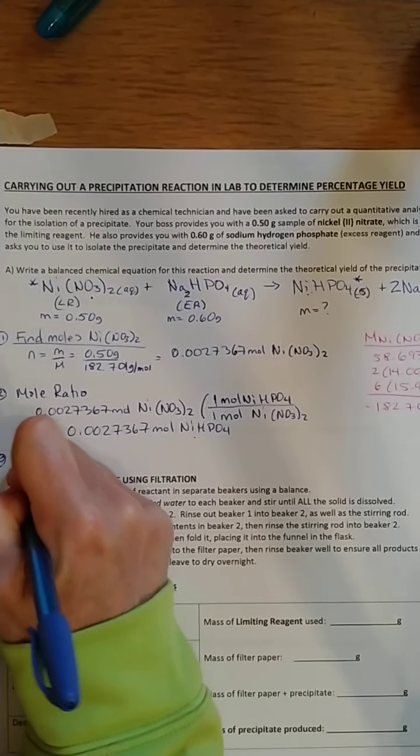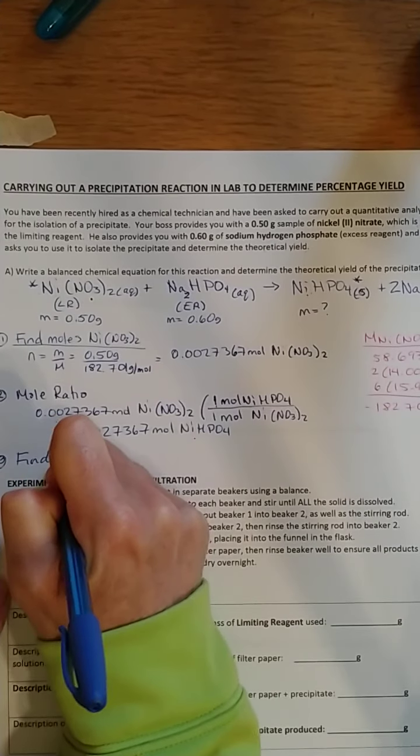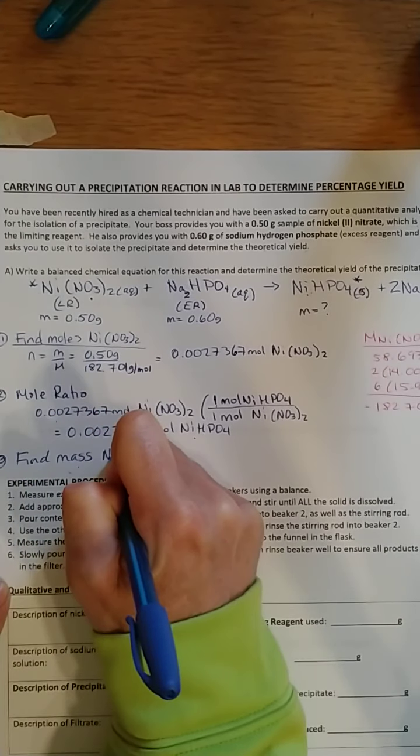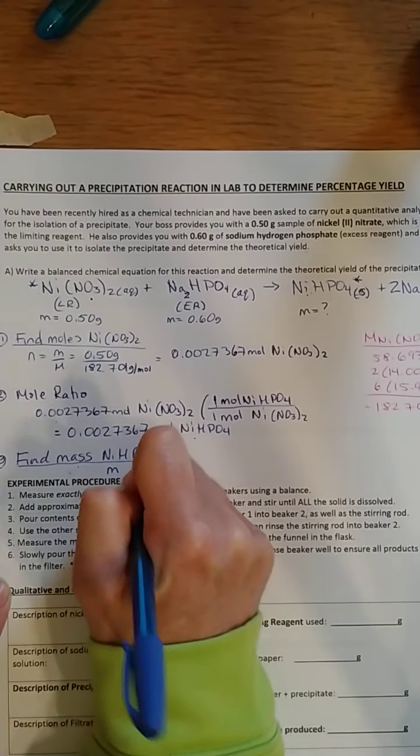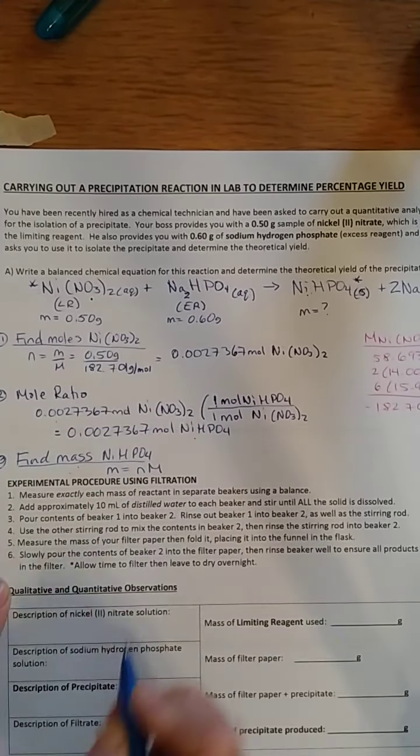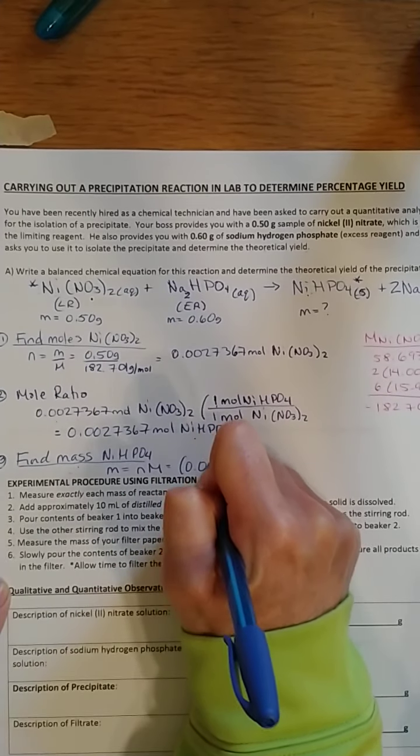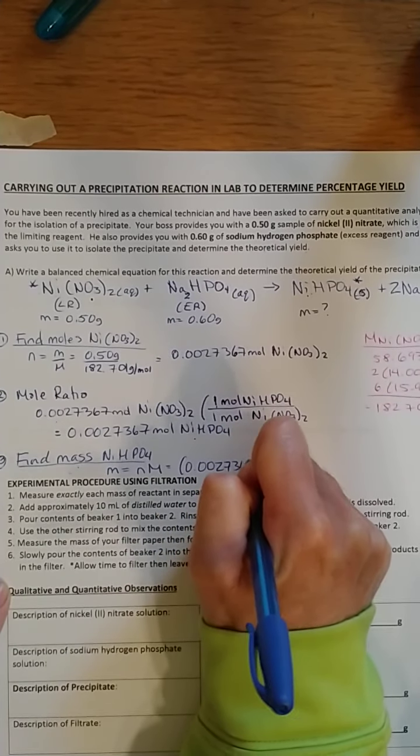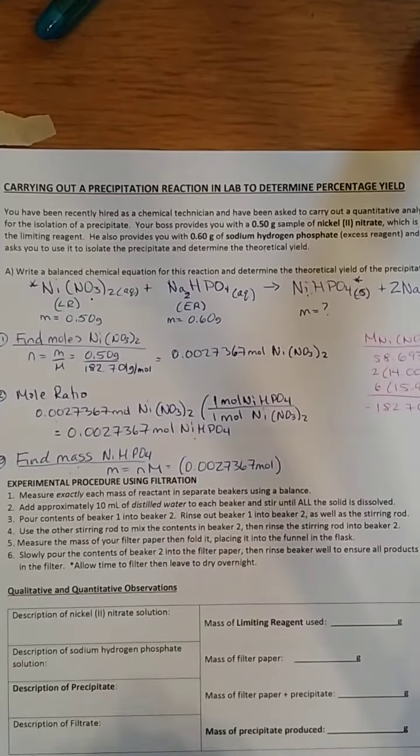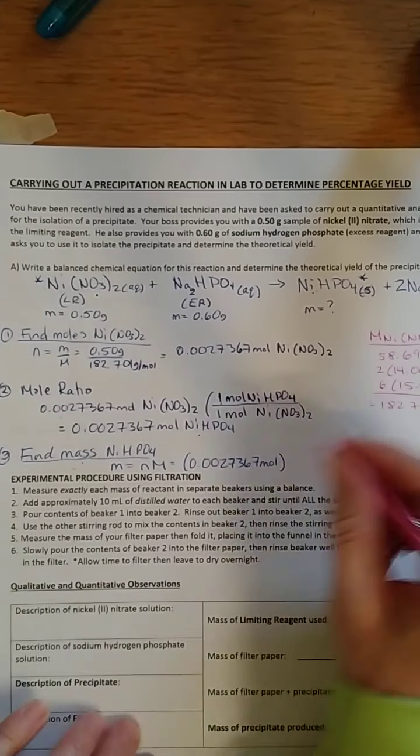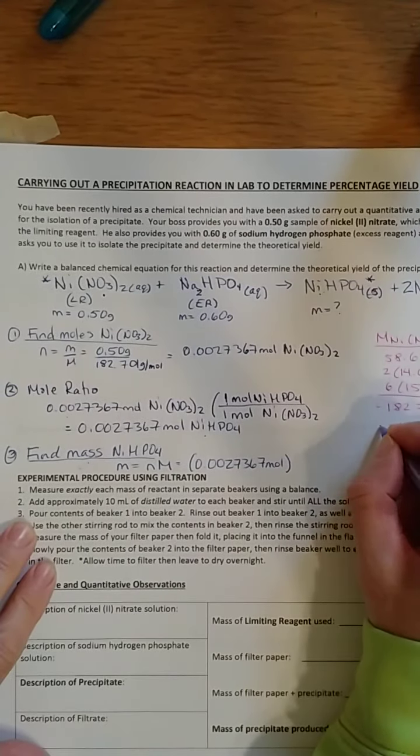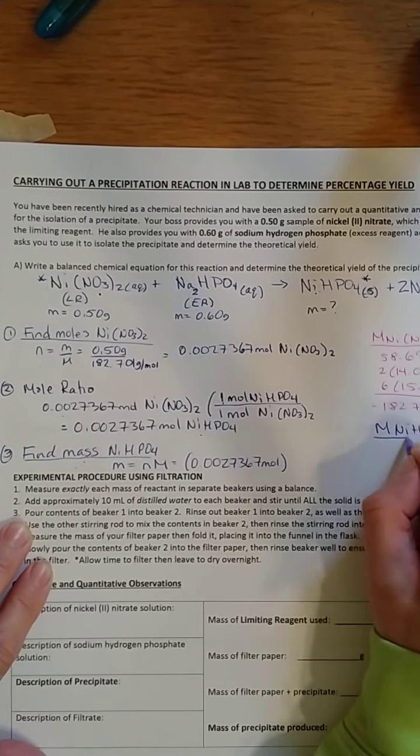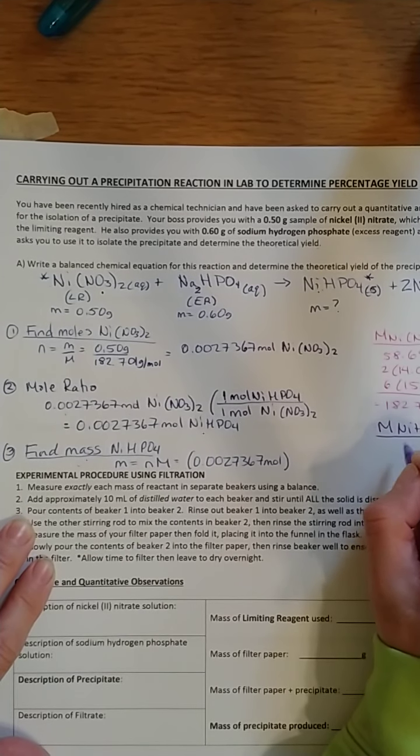So the last thing we're going to do is get our mass, and then that's our yield. So find our mass of nickel hydrogen phosphate. So mass, remember our formula, is moles times molar mass. Well, we have the moles, now we need our molar mass. So what we're going to do is calculate that over here. So we want our molar mass of NiHPO4.